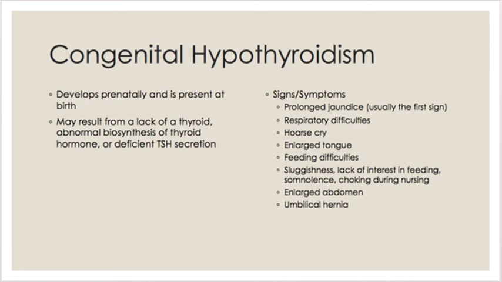You might see respiratory difficulty, a hoarse cry, enlarged tongue, which is part of the reason for the respiratory difficulty. Feeding difficulty, also related to the tongue. Sluggishness, lack of interest in feeding, somnolence, and choking during nursing. Again, because of that enlarged tongue. An enlarged abdomen, and even an umbilical hernia.